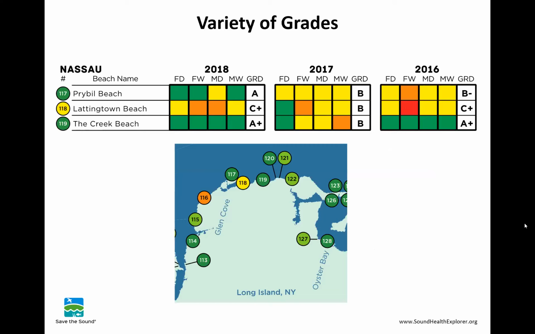Now this slide shows us that there is so much variety in water quality at beaches, and really surprising to the public is how you can have A+ beaches and C beaches so close to each other, and even D beaches. So this is an illustration of this. It shows you 3 sample beaches in Nassau County that you can see are right next to each other up there in the Glen Cove area.